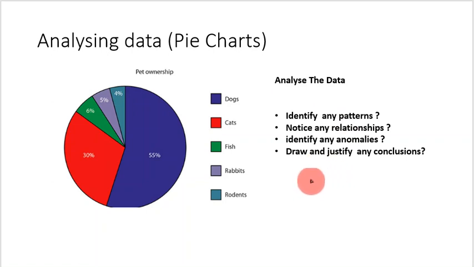So these are the patterns, relationships, and conclusions we can draw and justify. What conclusions can we come up with from this? Well, the most popular pet in relation to pet ownership is dogs, and the least popular are rodents. So again, this is taking a data set and analysing it, noticing patterns, noticing relationships, and drawing conclusions from it. This is another way that we can represent data.